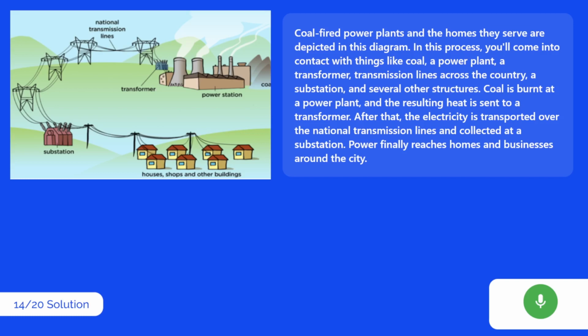Coal-fired power plants and the homes they serve are depicted in this diagram. In this process, you will come into contact with things like coal, a power plant, a transformer, transmission lines across the country, a substation, and several other structures. Coal is burnt at a power plant, and the resulting heat is sent to a transformer. After that, the electricity is transported over the national transmission lines and collected at a substation. Power finally reaches homes and businesses around the city.